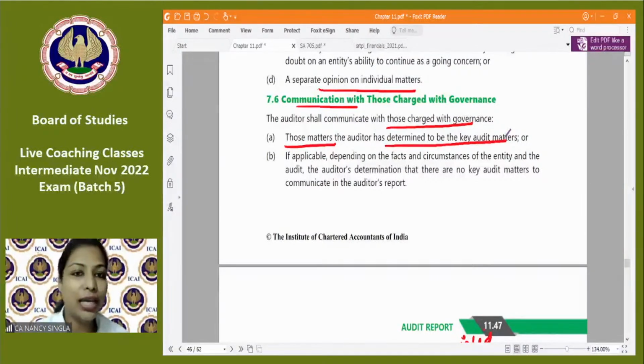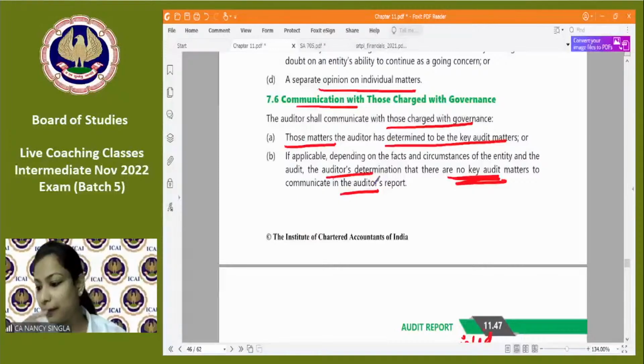And the auditor will communicate with those charged with governance those matters the auditor has determined to be key audit matters. तो communicate तो किया है those charged with governance को, वही matters तो key audit matters बनेंगे. But here the auditor will tell those charged with governance that out of those matters, these 4 matters I am going to present as key audit matters. And where there are no key audit matters, the auditor will tell this to those charged with governance also.